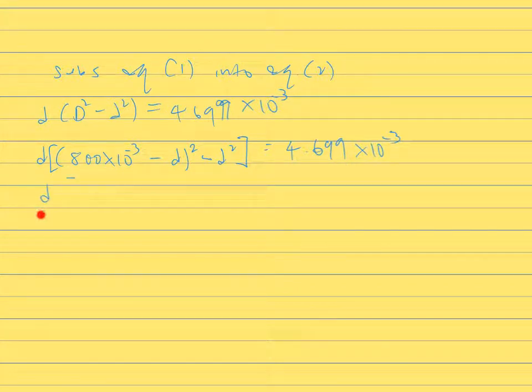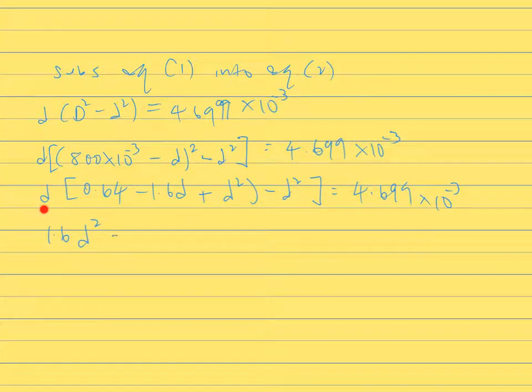So we simplify the equation. So d inner is equal to 0.64 minus 1.6D plus D inner D squared minus D inner squared is equal to 4.699 power of negative 3. Next, we simplify again, so times the inner D inside this. So 1.6 inner D squared minus 0.64 inner D plus 4.699 power of negative 3 is equal to 0.